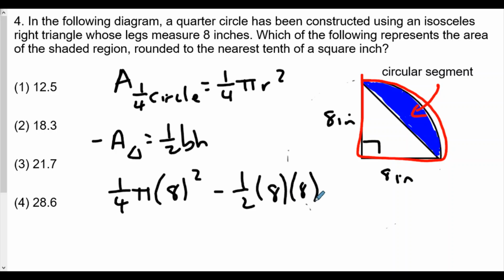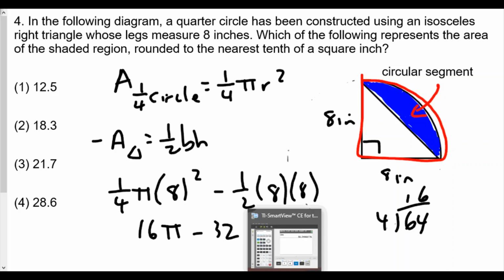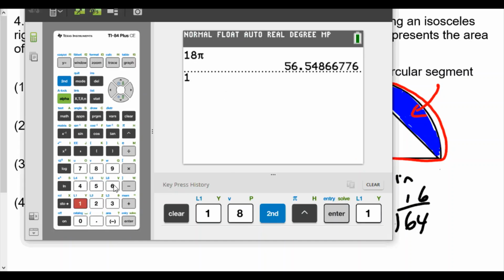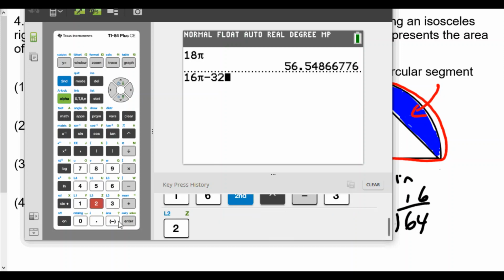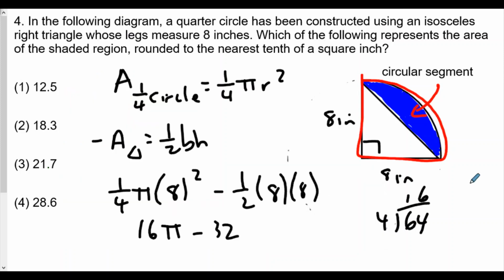Well, just to simplify things a little bit, 8 squared is 64, and 1/4 of 64, so 64 divided by 4, I believe it's 16. Yep, I think so. All right. So we have 16 pi, and then 64 divided by 2 is going to be 32. Now this would be the exact value as far as square inches, but we're going to take our calculator to find this. So now we'll do 16 pi minus 32. And as a decimal value, 18.265, well, approximately 18.3. So approximately 18.3 square inches.